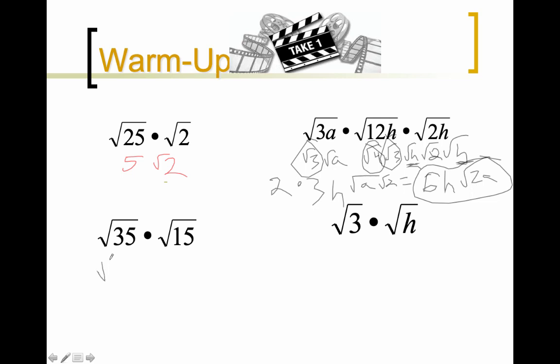Square root 7, square root 5, square root 5, square root 3. These two come out. These two get put back together, and we're done.